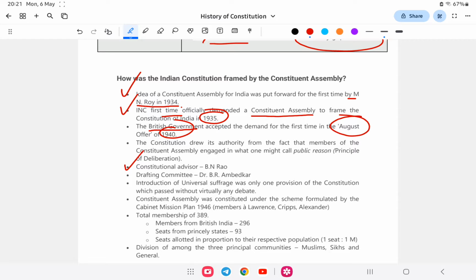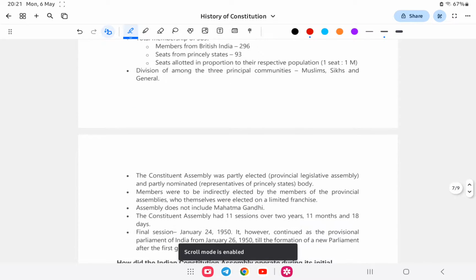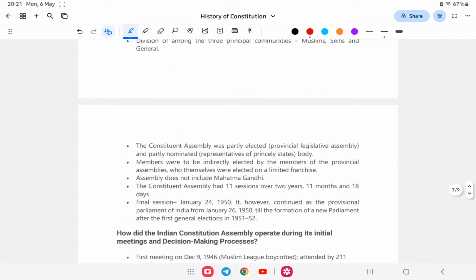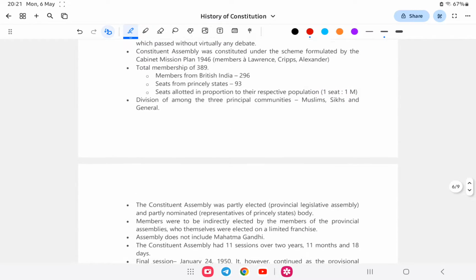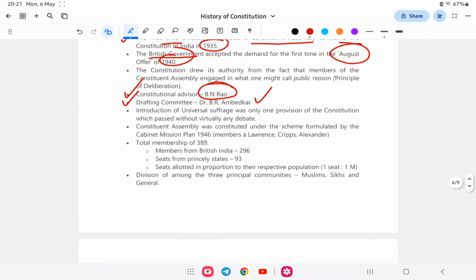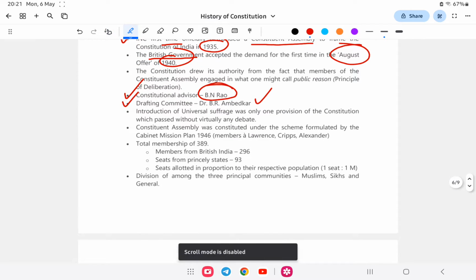The constitutional advisor was Mr. B.N. Rau, and the drafting committee that drafted the constitution was headed by Dr. Bhimrao Ambedkar, Dr. B.R. Ambedkar. To make a constitution, we need a Constituent Assembly.